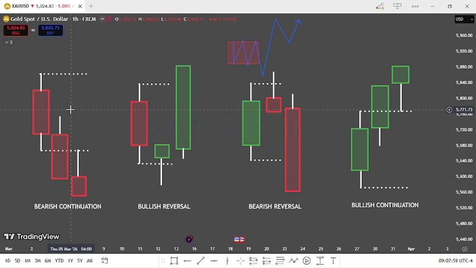Another mistake that traders make is that they enter without confirmation, and there are like 4 different confirmations before you can take a CRT model, but 3 of them are my favorite, and I will read them out now.